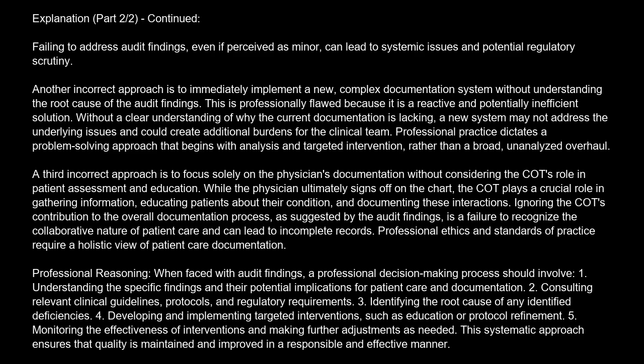Professional reasoning. When faced with audit findings, a professional decision-making process should involve: 1. Understanding the specific findings and their potential implications for patient care and documentation. 2. Consulting relevant clinical guidelines, protocols, and regulatory requirements. 3. Identifying the root cause of any identified deficiencies. 4. Developing and implementing targeted interventions, such as education or protocol refinement. 5. Monitoring the effectiveness of interventions and making further adjustments as needed. This systematic approach ensures that quality is maintained and improved in a responsible and effective manner.